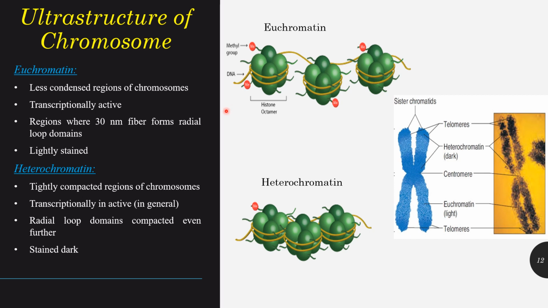Euchromatin are the regions where the 30 nanometer fiber forms radial loop domains in the chromatin network, whereas heterochromatin are the portions where the radial loop domains are compacted even further, making it a more condensed area.